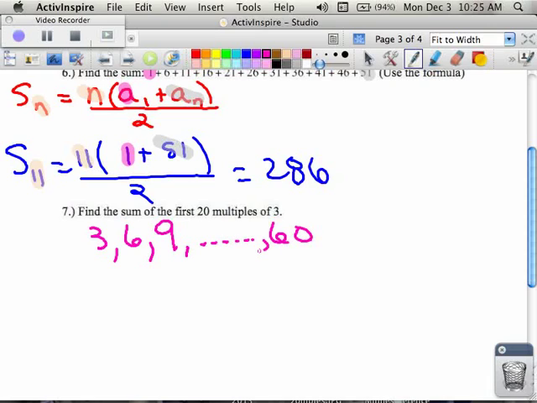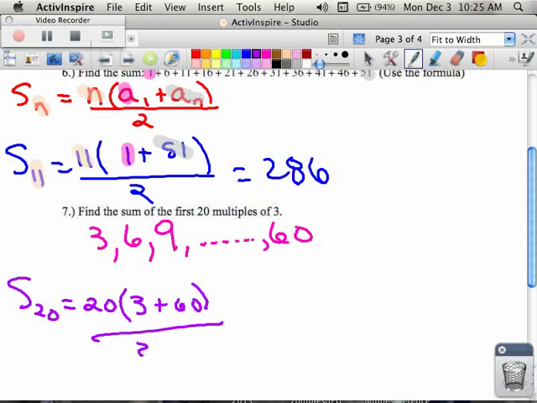So then if I use my formula, I have the sum of the first 20 numbers equals the number of numbers, which is 20, times parentheses the first number plus the last number, all divided by 2. Or in other words, 20 divided by 2 is 10. 10 times 63 is 630.